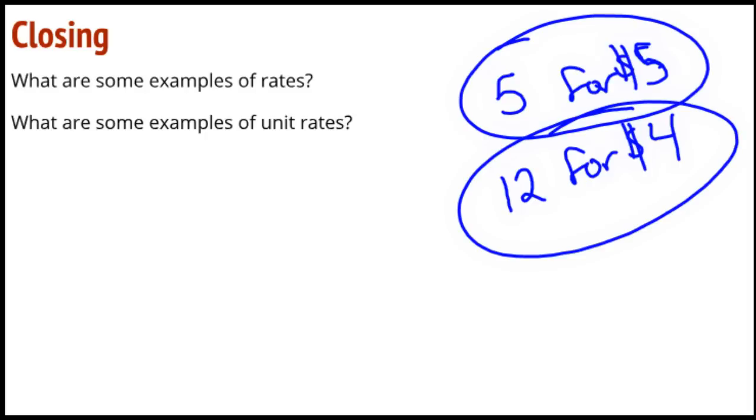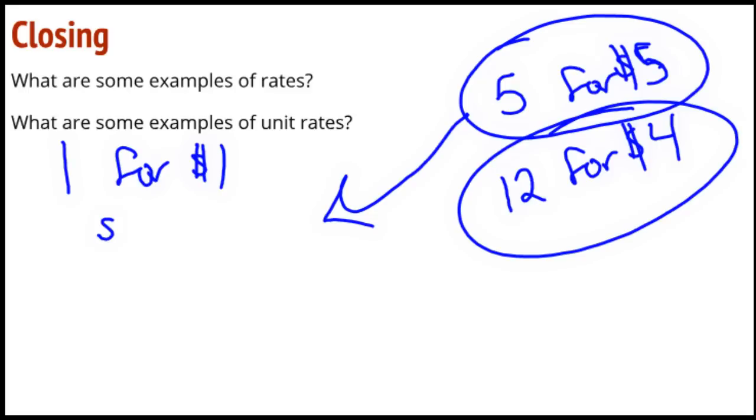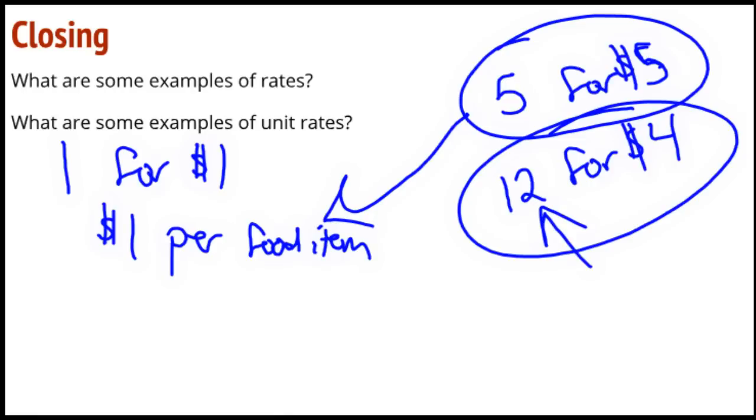Some examples of unit rates are when we go to the restaurant and we figure out that I'm getting one for $1, or it's $1 per, and I'm just going to use food item, because who knows what restaurant it is. Maybe it's Taco Bell, maybe it's McDonald's. 12 for $4. Well, I need to scale that down to find out what $1 gets me, or what 1 costs. $1 would get me 3 per $1.